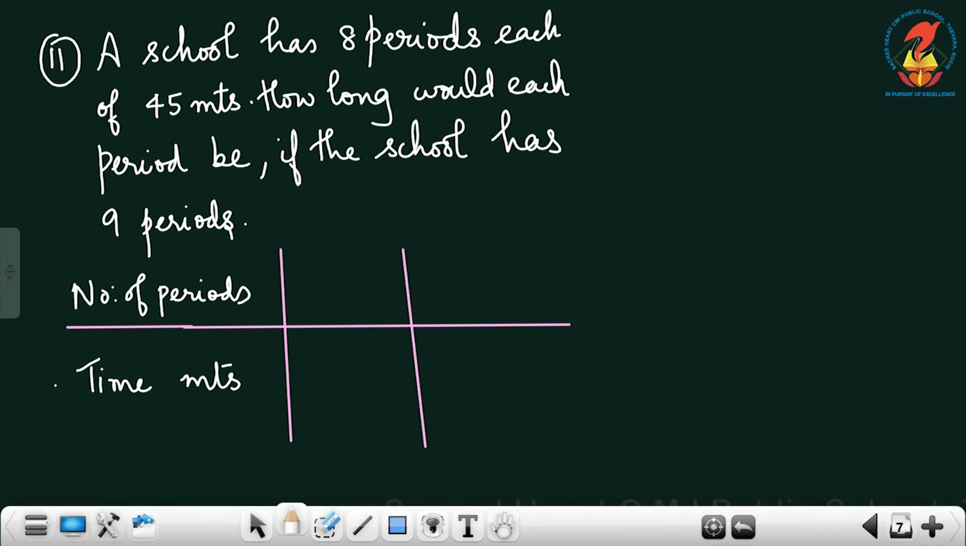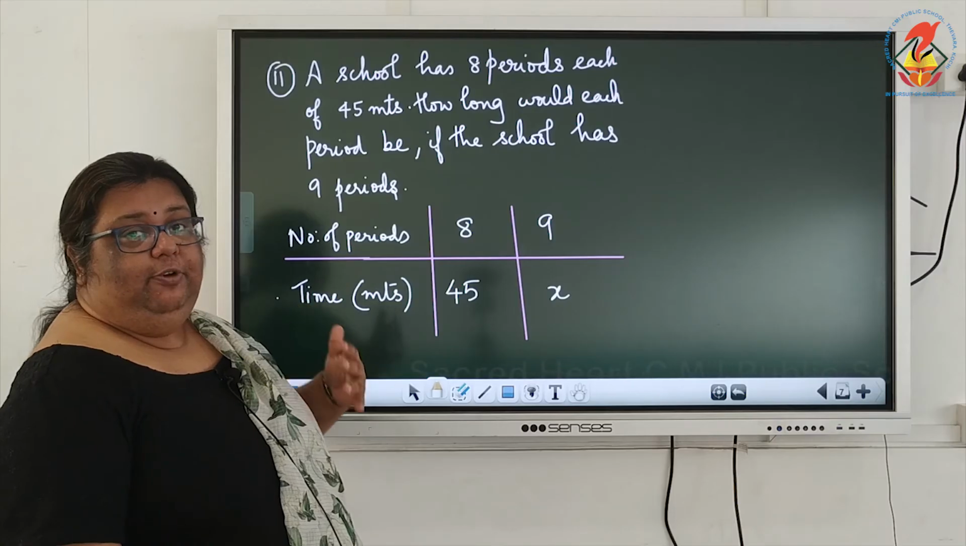Next question, 11th one. A school has 8 periods each of 45 minutes. How long would each period be if the school has 9 periods? So, number of periods and time given in minutes. A school has 8 periods of 45 minutes each. How long would each period be if the school has 9 periods? So, let the time be x. Then they have said 8 periods, each period takes 45 minutes.